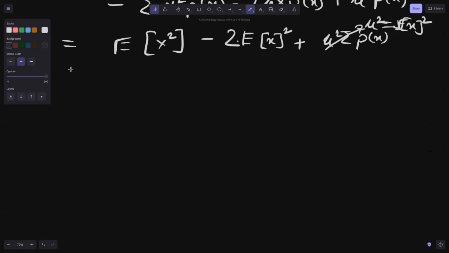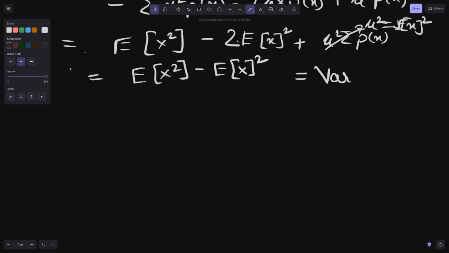Finally, this value comes out to be E of x square minus E of x whole square. So this becomes my variance of x. This is my new formula for variance of x.